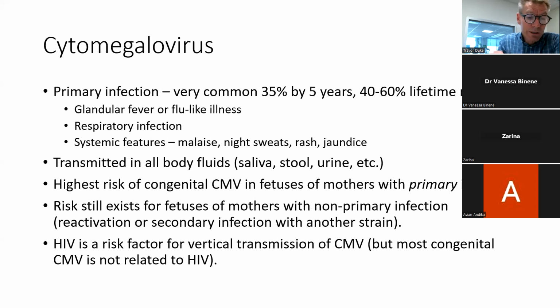Again, as I said, a general principle is that HIV is a risk factor for vertical transmission. So if a mother is living with HIV, then she's more likely to also have CMV, and she's more likely to pass on CMV to her baby. And unfortunately, if she's got coexistent CMV, she's also more likely to pass on HIV. But having said that, most congenital CMV is not related to HIV. So there's lots of babies that are born with congenital CMV, and the mother does not have HIV. It's something that happens even in people who are otherwise well, if they get a primary infection during pregnancy.